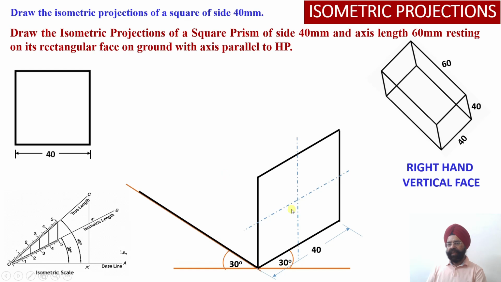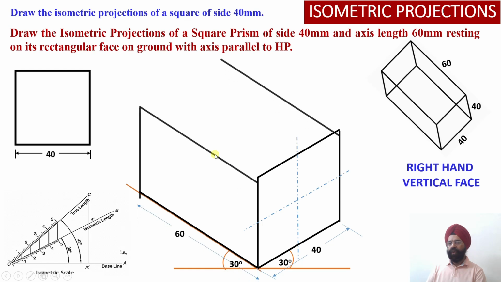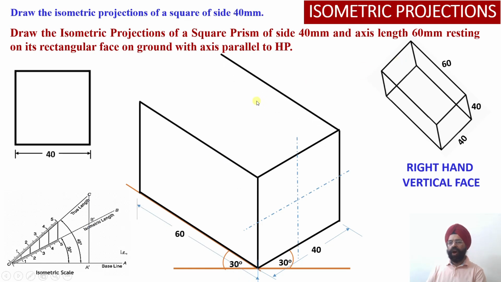Now let me draw it. So the center point has been located as usual. So this is my 60 millimeter length of this particular prism. This has been drawn on the isometric axis, which is the x-axis. Now parallel to this, again I need to draw edges over here and over here, so that the top face of the square prism can be completed. And as usual, the top face will be visible to me 100%. So all the four edges of the top face are visible to the observer. So I have completed this top face over here.